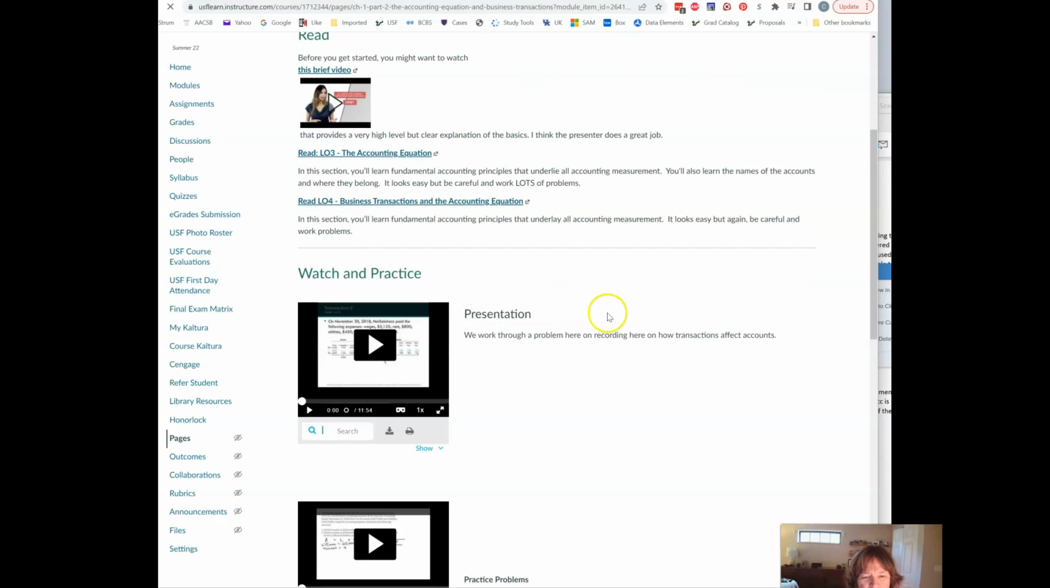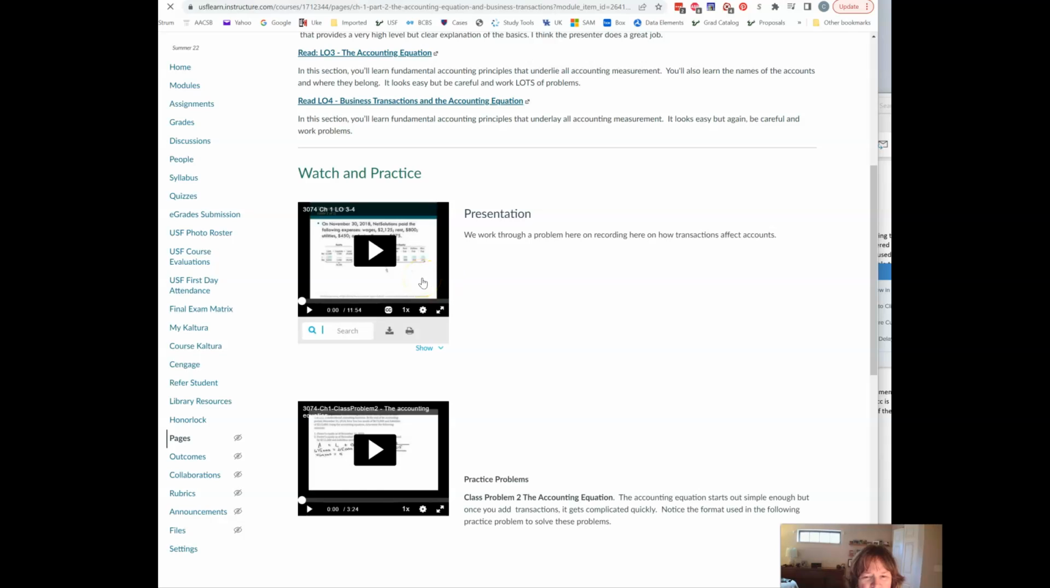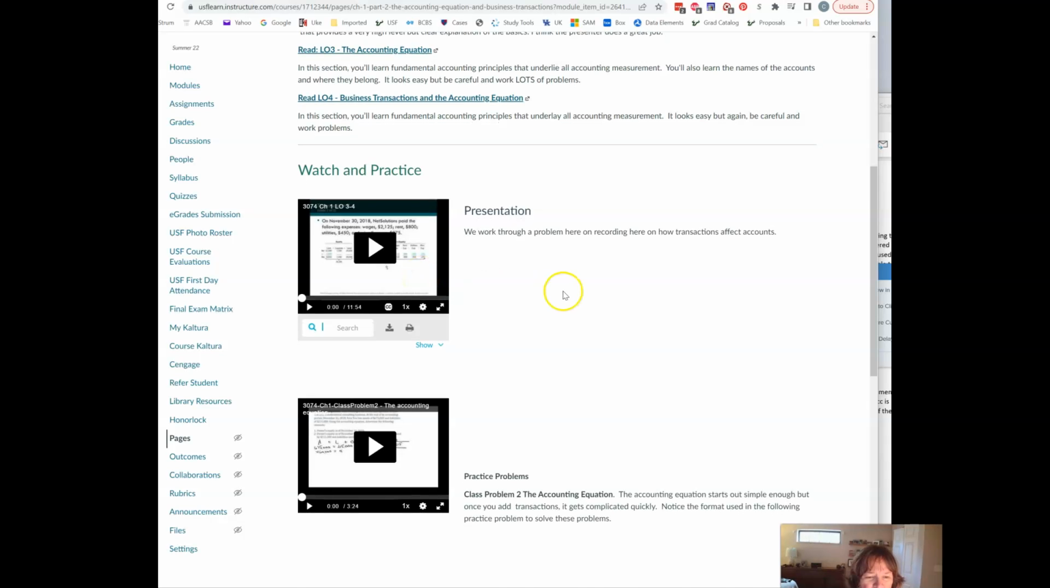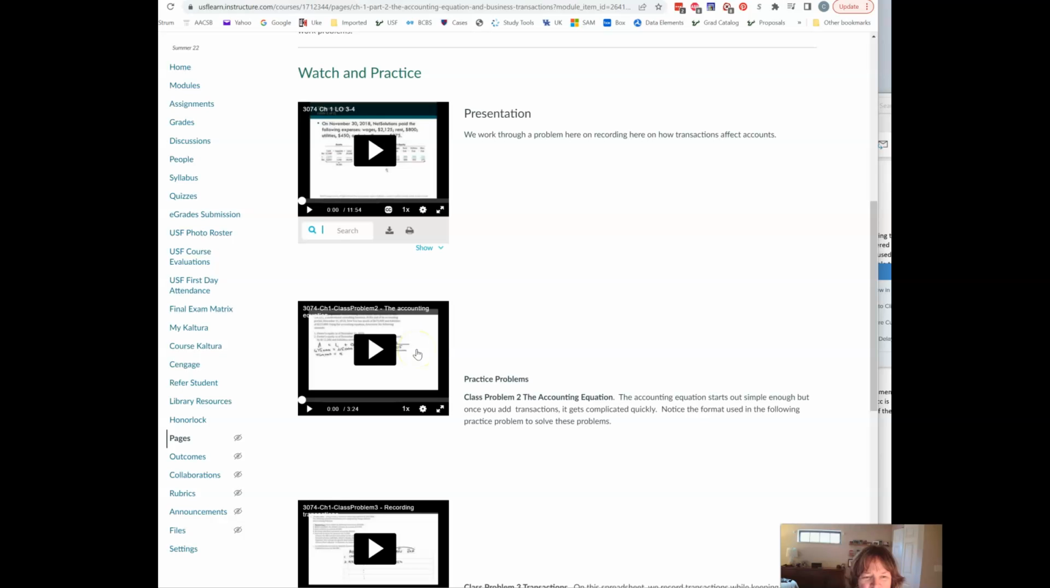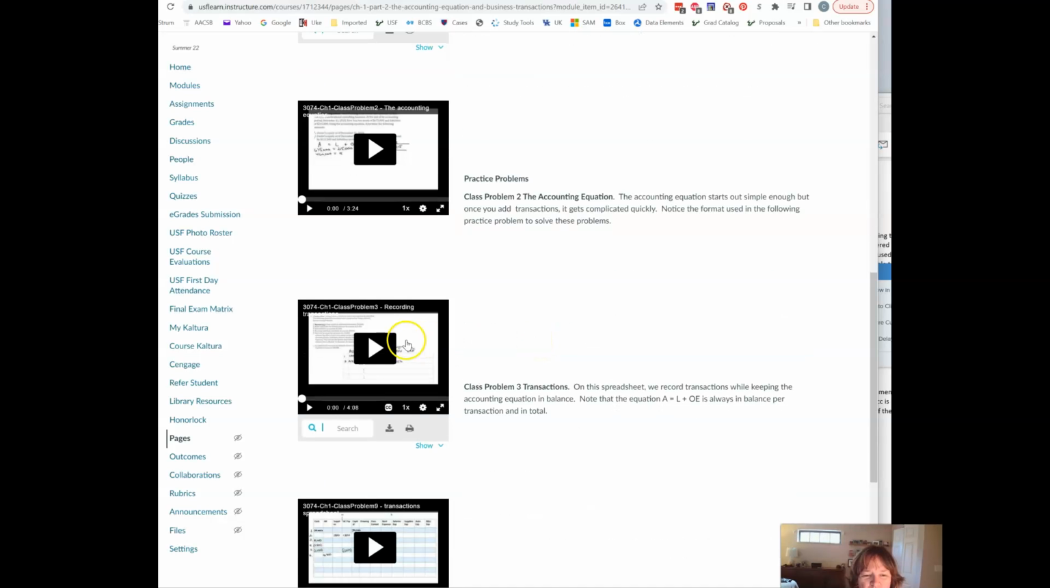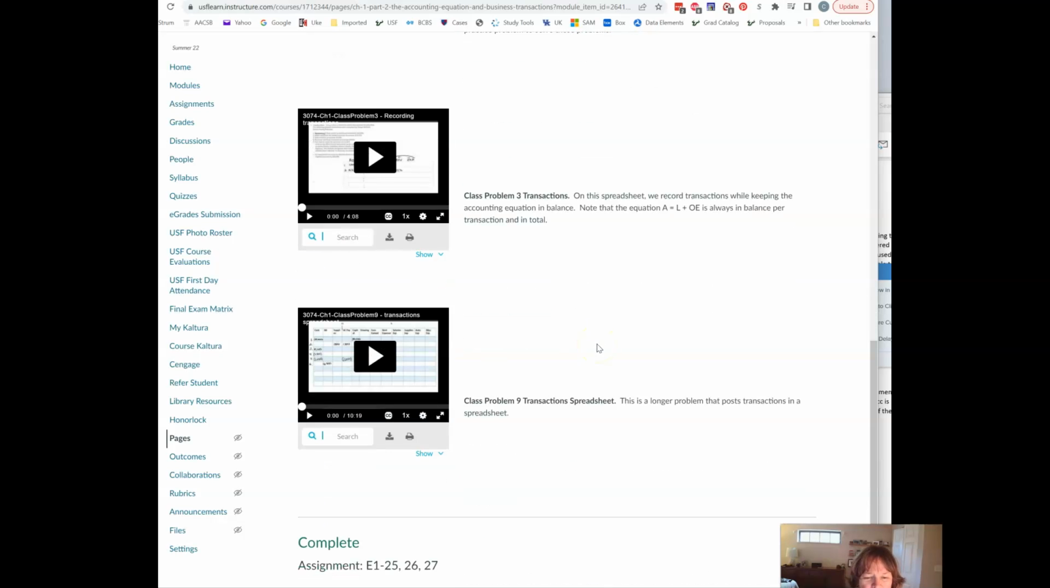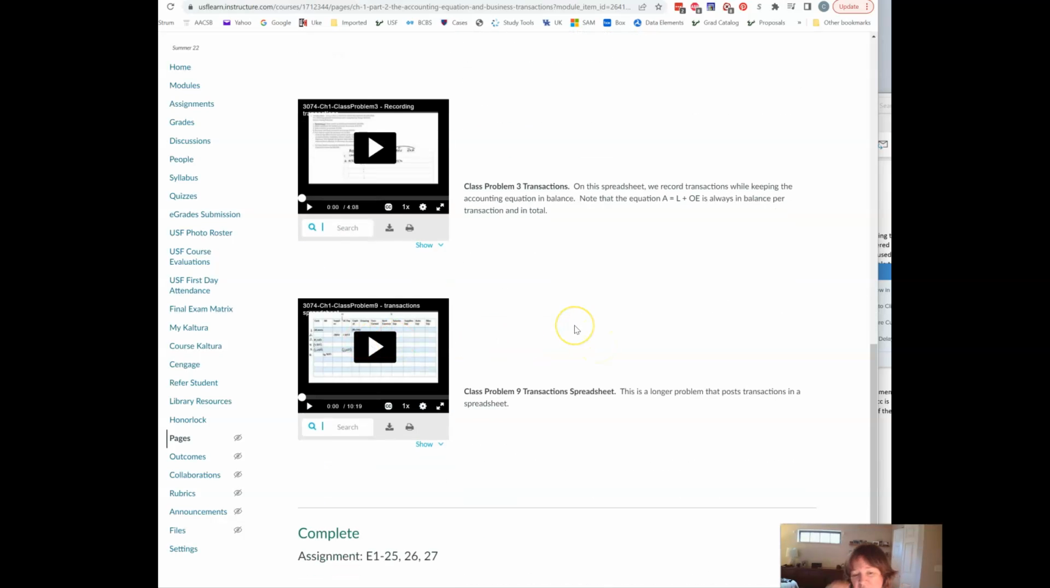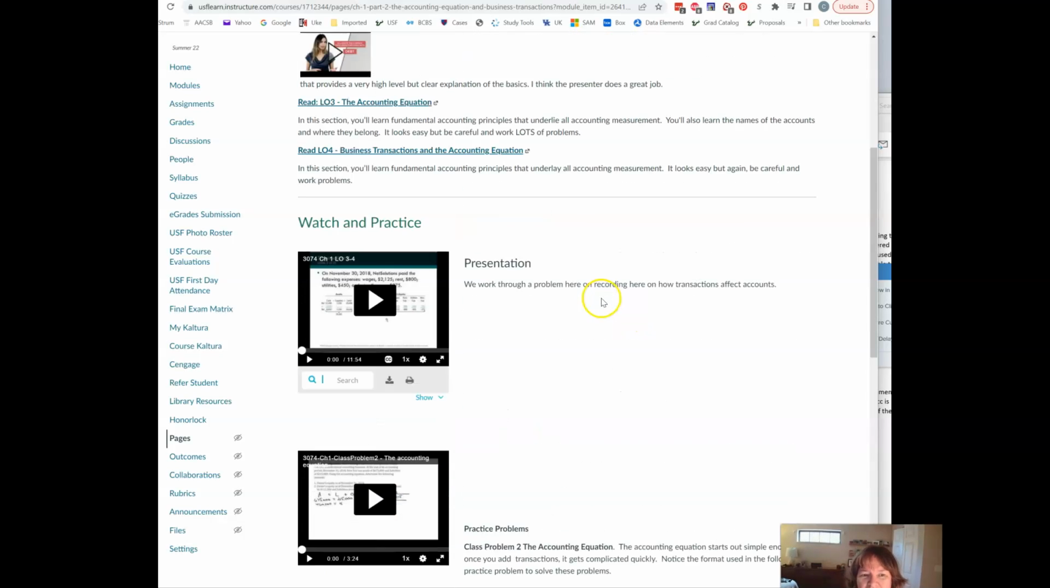So here's one, like this is how transactions affect accounts. All right, here's another one, some practice problems. This is the problem 2 from the workbook. Here's problem 3 on transactions. Here's problem 9 on a transaction spreadsheet. Okay, and then I've got recommendations for which problems you can do. So that's the way it goes, piece by piece.